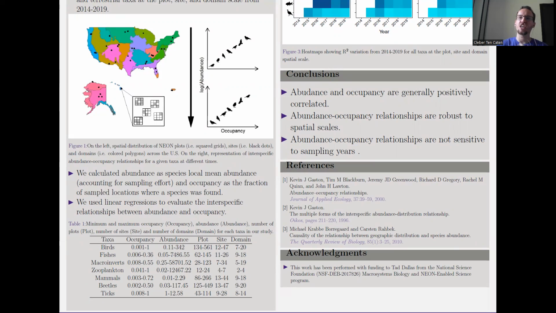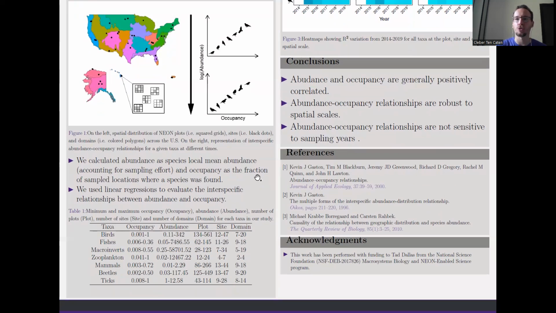And then in order to understand whether or not these relationships are temporally and spatially stable, we used a linear mixed effect model, where we had the standardized slope of the linear regressions that we ran for each taxon as the response variable. Our predictors were year, spatial scale, and species richness. And then we controlled for taxa, where we used taxa as a random effect in our model.